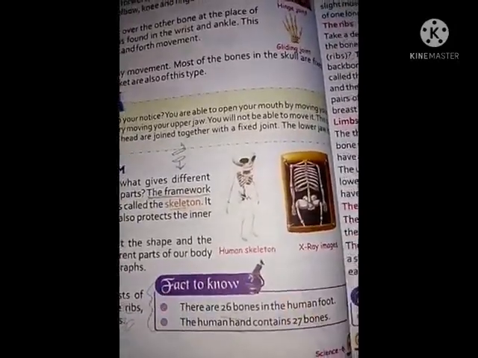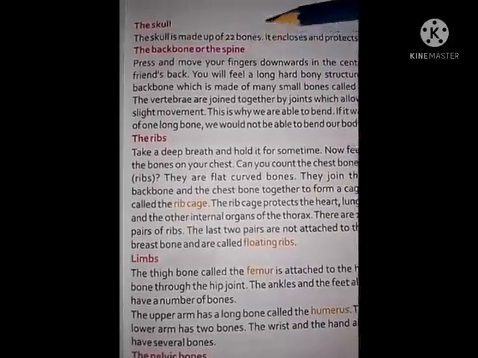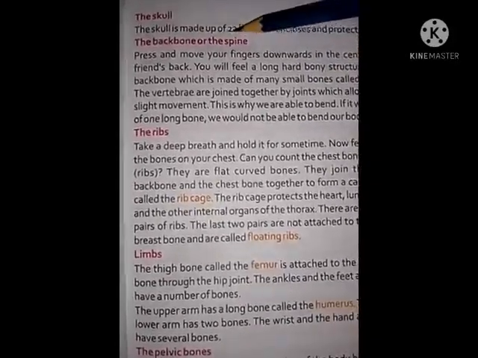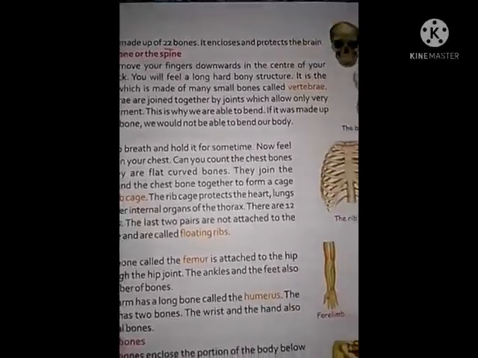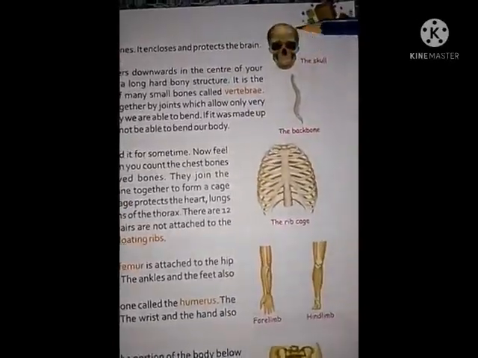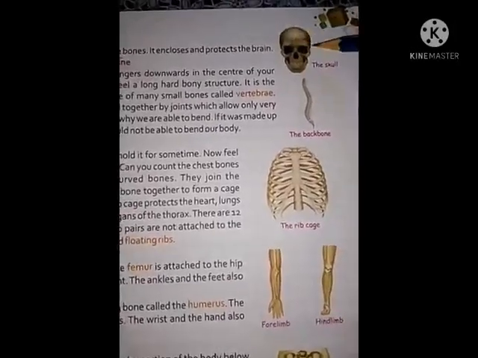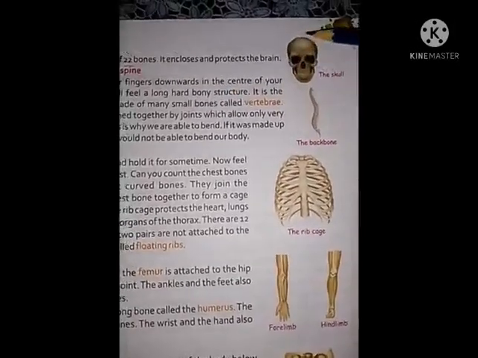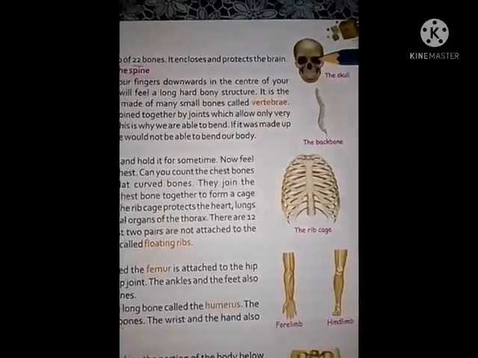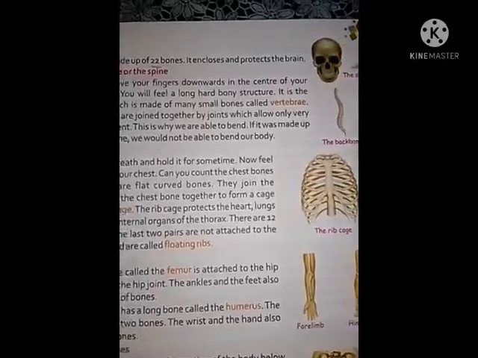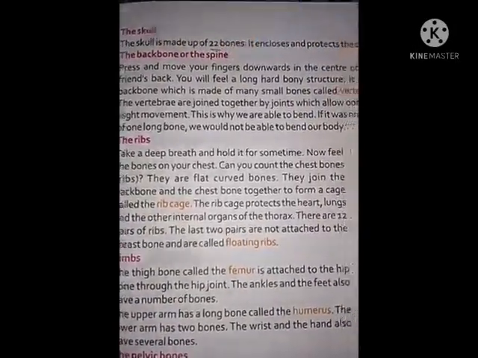Remember this, okay? See the skull. The skull is made up of 22 bones. It encloses and protects the brain. This is the skull. Inside this, the brain is present, and due to the skull, the brain is protected. Understand?